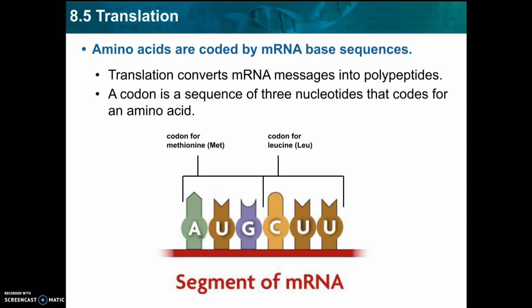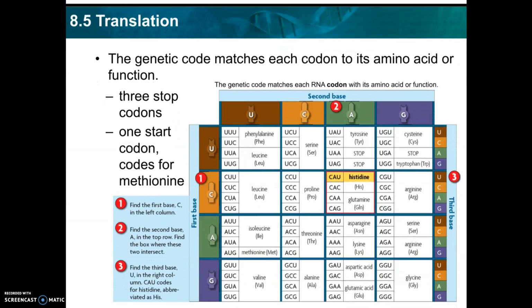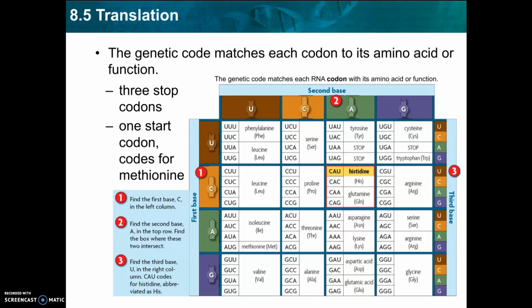Visually, what it looks like is you have a segment of mRNA, and you are going to divide each nucleotide in groups of 3. So if we look at the first 3 nucleotides, A, U, G, that is a codon. That is going to code for 1 amino acid. The next 3 nucleotides, C, U, U, are another codon, and they're going to code for a different or equal amino acid. To figure out which amino acid these codons will code for, we need to use the codon chart.